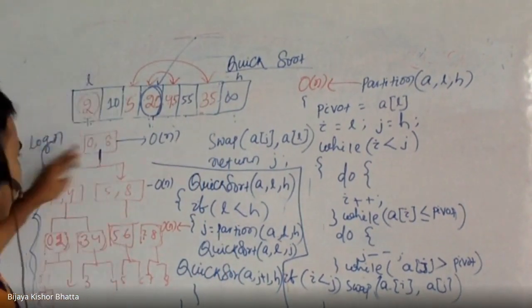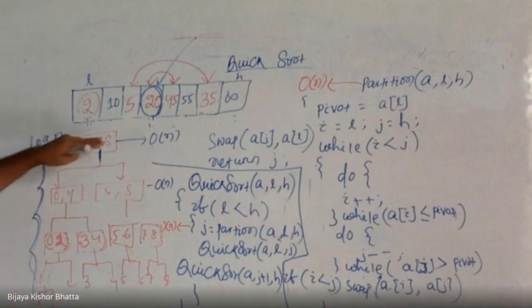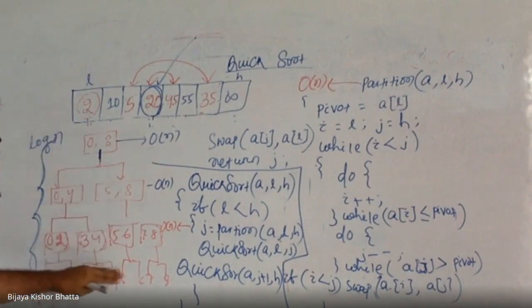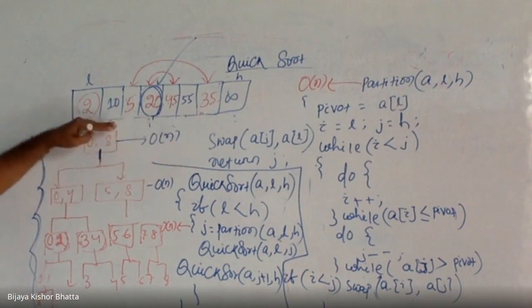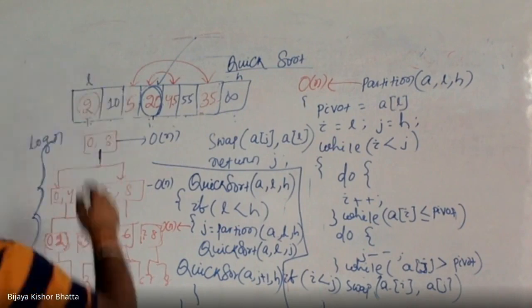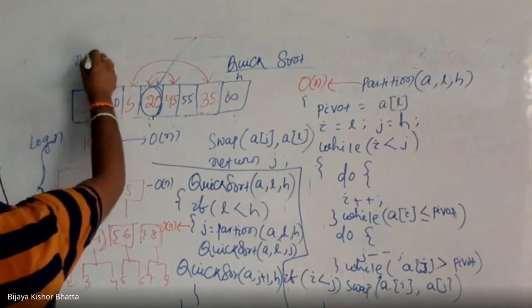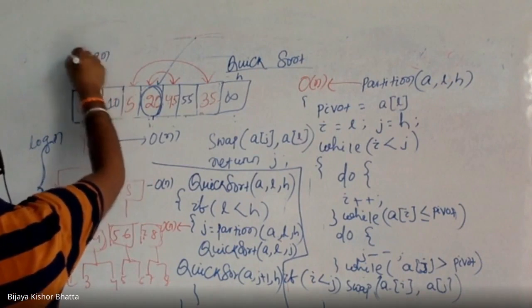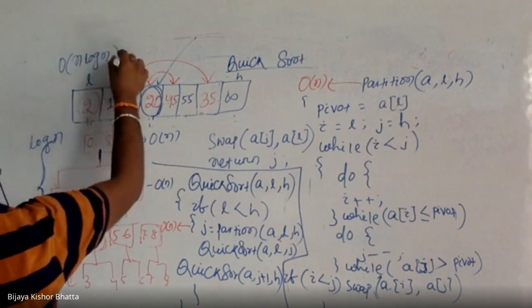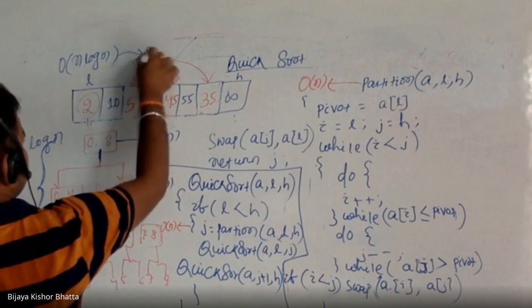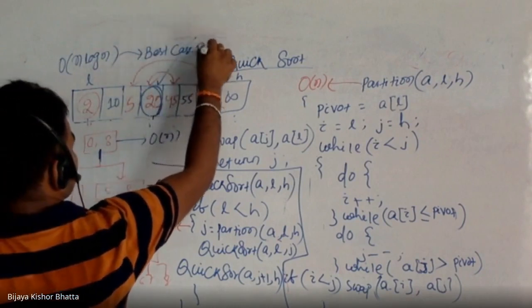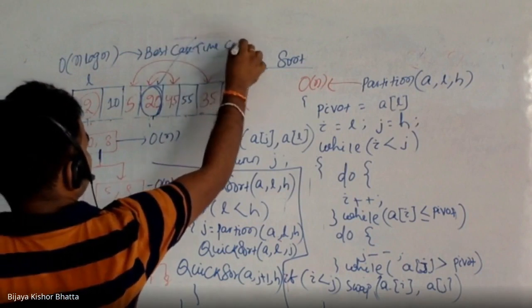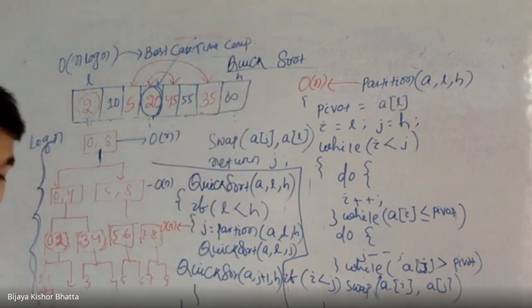So if the height is log n, then the time complexity: this is O(n), O(n), O(n), and how many levels? For each level, this is n. How many levels? It is log n levels. So what is the time complexity? Time complexity is n log n. Okay, so this is the time complexity, but this is the best case time complexity.